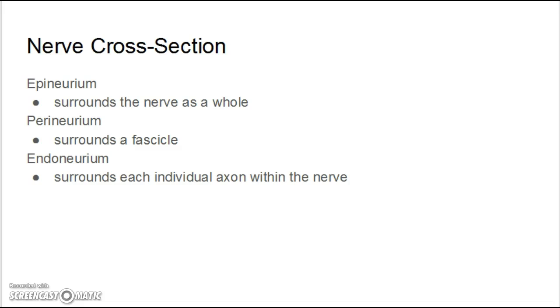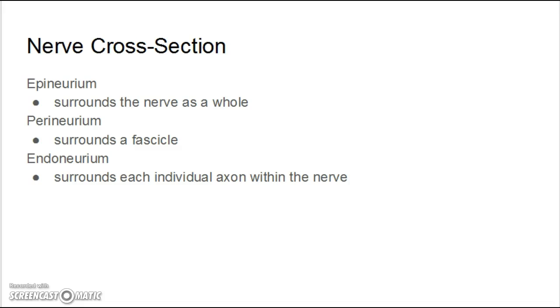When we look at a nerve, a nerve is a bundle of axons. And so surrounding the entire nerve is going to be a membrane called the epineurium. And then we're going to have a fascicle, and that's going to be surrounded by a perineurium. And then we're going to have each individual axon surrounded by another connective tissue membrane called the endoneurium.